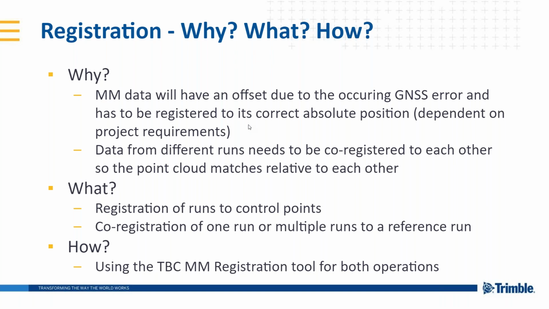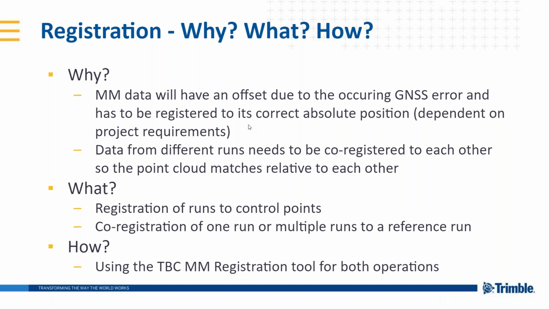Whether that is through a tunnel, or in urban areas where you get some occlusion by buildings, the chances that you get some GNSS error are there. So in order to get to a correct absolute position, you've got to do some absolute registration. And it's of course totally dependent on your project requirements. If a project requires a 1 to 2 centimeter accuracy, then this is typically something where you would need more effort to register your data.